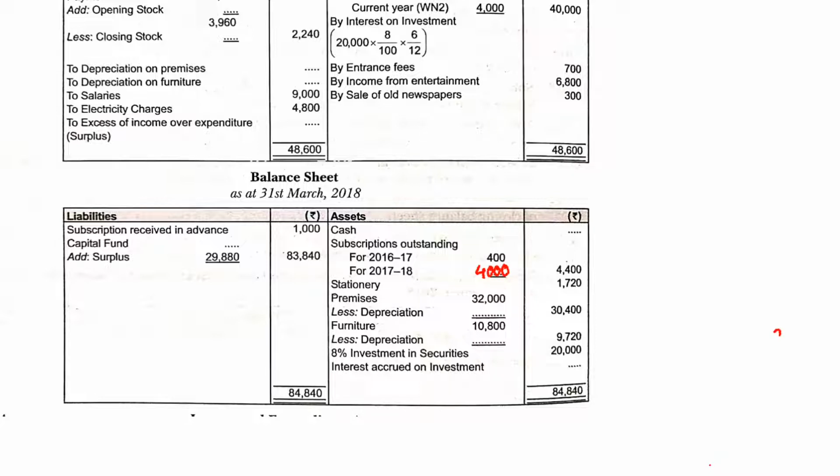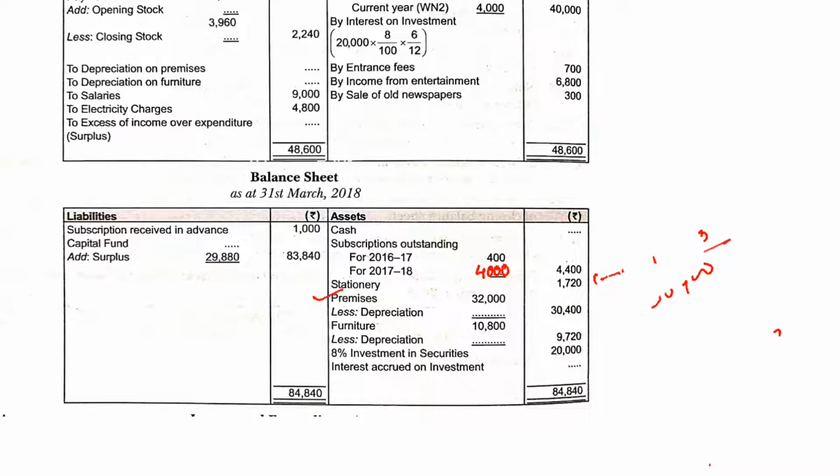Next, premises is there, 32,000. Depreciation is not there, but the answer is 30,400. So obviously 32,000, the answer is 30,400. What is the gap? The gap is 1600. If you deduct 1600 from 32,000, the answer is 30,400.